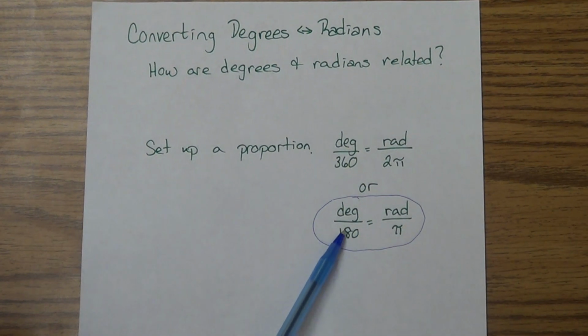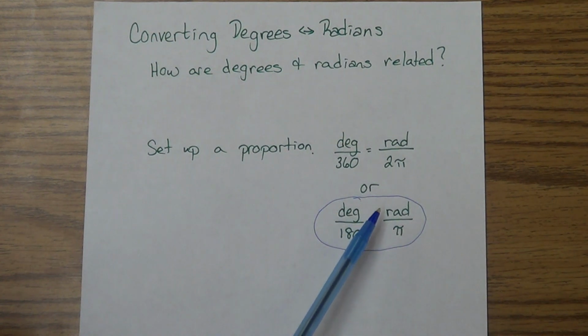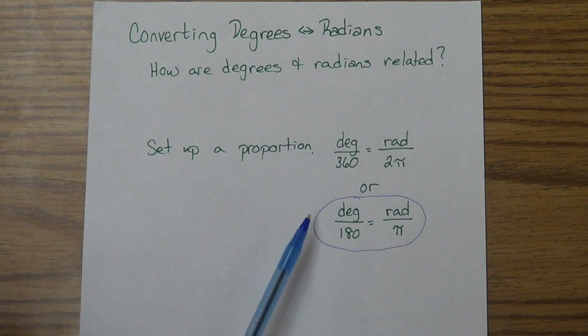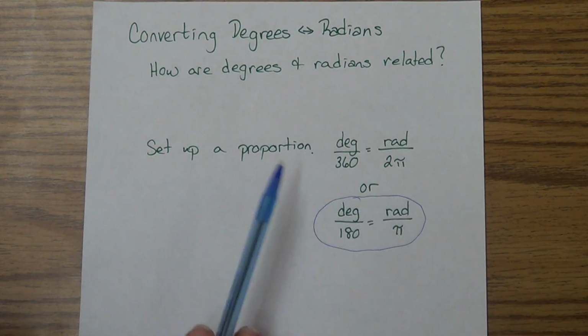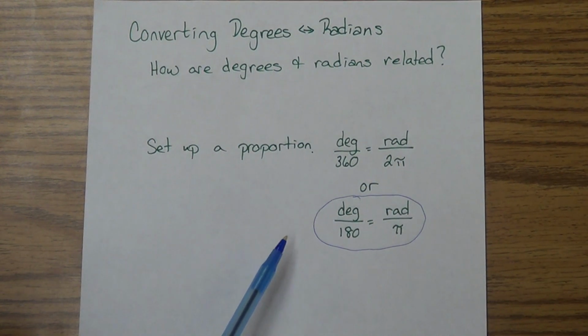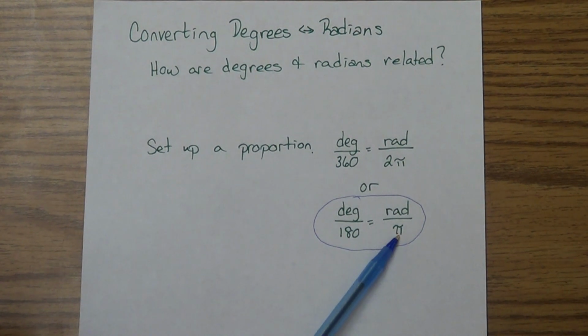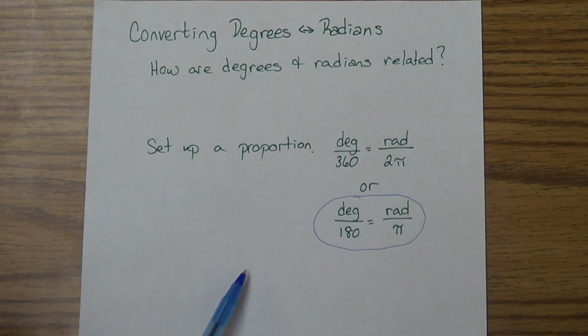But this one is just going to allow you to have smaller numbers because you don't have to multiply by the 2 and you don't have the 360 involved. So I would recommend using this one, but if you can remember that one easier because you know what a whole circle equals, then go for it. Again, the reason we could set this proportion up is because 180 degrees and pi radians is the same amount.